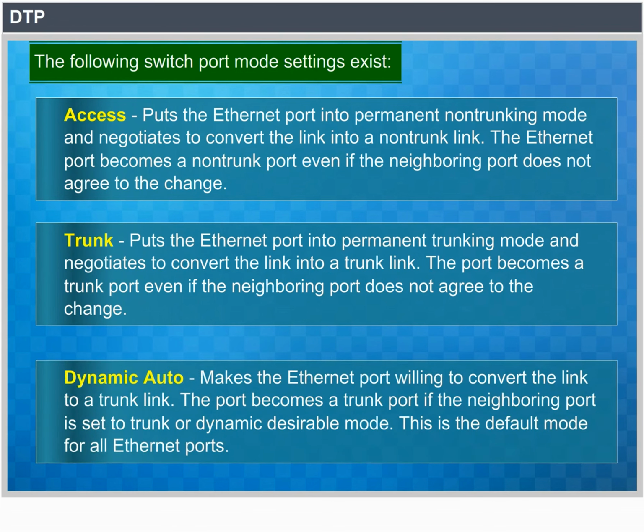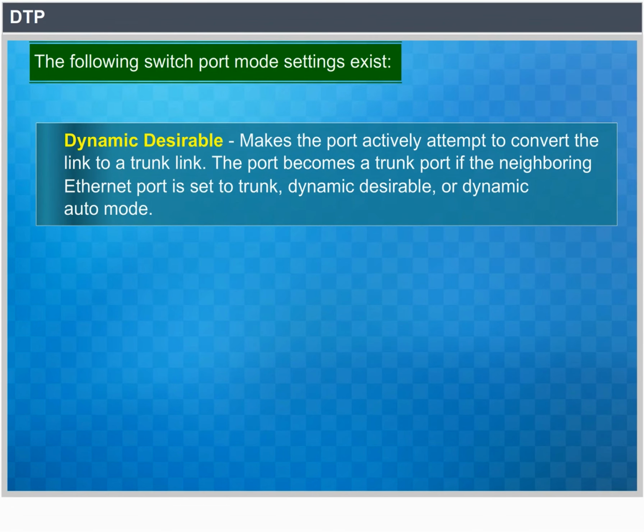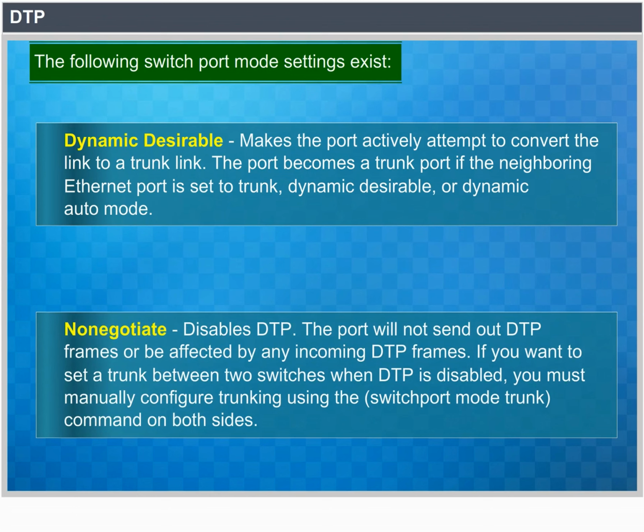Dynamic Auto makes the Ethernet port willing to convert the link to a trunk link. The port becomes a trunk port if the neighboring port is set to trunk or dynamic desirable mode. This is the default mode for all Ethernet ports. Dynamic desirable makes the port actively attempt to convert the link to a trunk link. The port becomes a trunk port if the neighboring Ethernet port is set to trunk, dynamic desirable, or dynamic auto mode. Negotiate disables DTP. The port will not send out DTP frames or be affected by any incoming DTP frames.